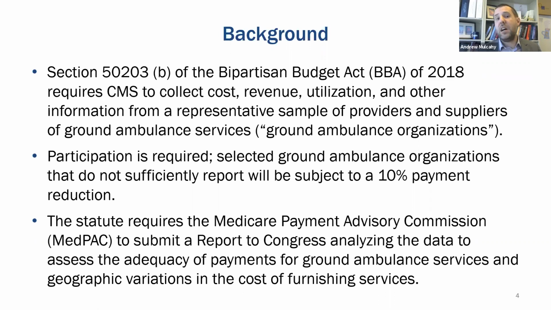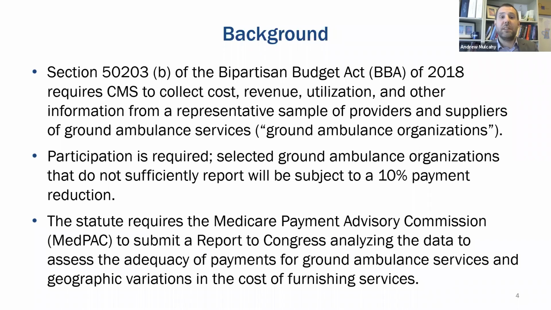The data after it comes in will be used by CMS, but also sent to MedPAC, which is the Medicare Payment Advisory Commission. They're a group that's separate from CMS that advises Congress and CMS on policy issues. Here, there's specific charge, just like CMS was required to collect this information, MedPAC's required to analyze the information and write a report.